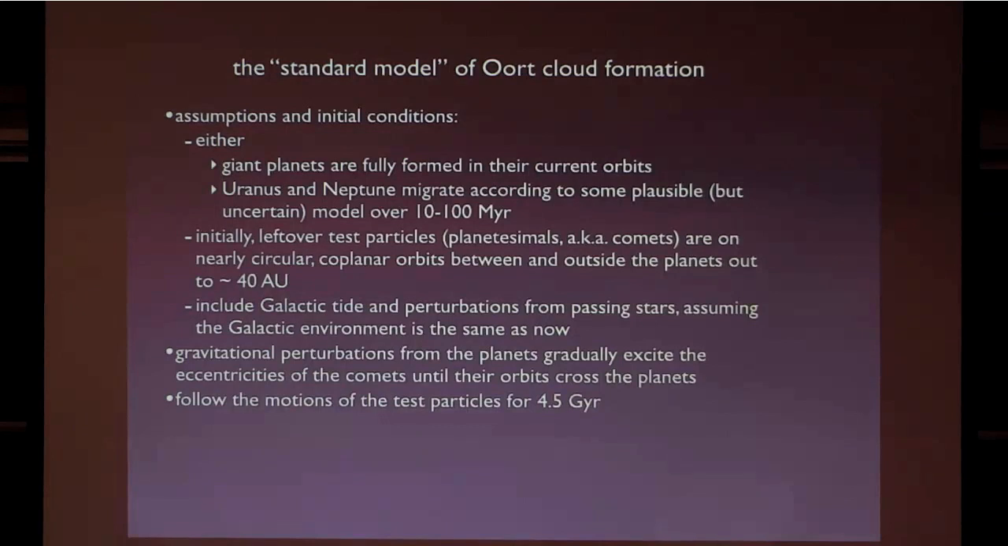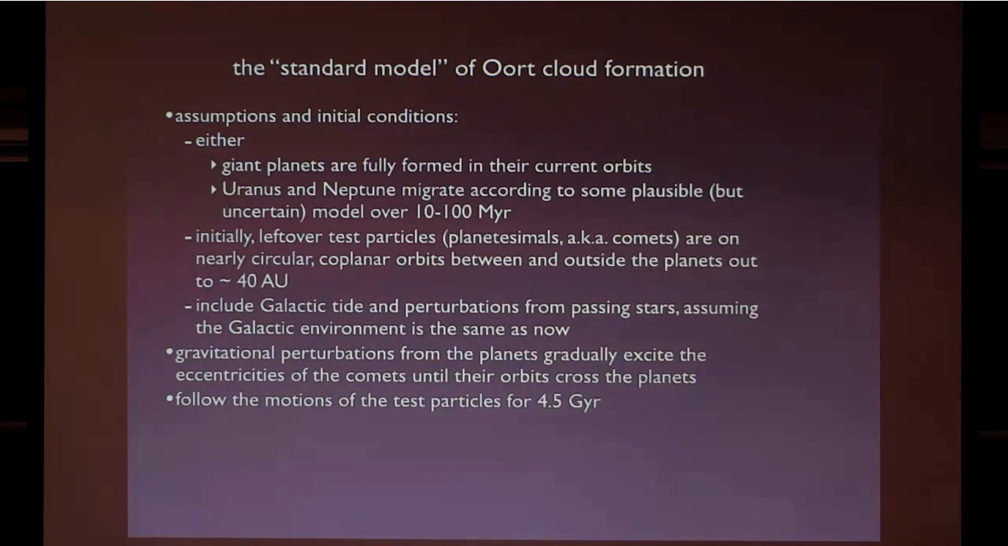Then you say that after the planets had formed, there's a set of leftover test particles or planetesimals or comets on nearly circular coplanar orbits in the disk of the solar system. You allow for the effects of the galactic tide and perturbations from passing stars. And basically the process is that gravitational perturbations from the planets acting on the planetesimals gradually excite the eccentricities. The comets random walk out to larger and larger orbits until the galactic tide or the perturbations from passing stars change the angular momentum so much they no longer return to the planetary system.